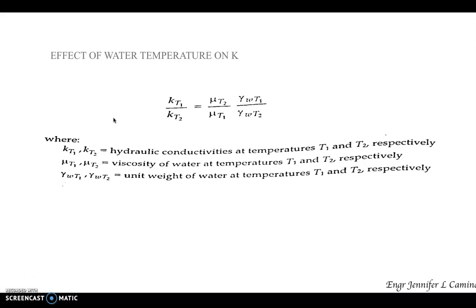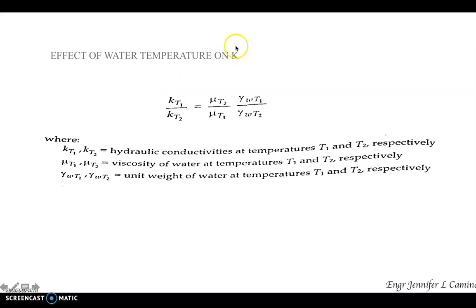So that is the main reason that seepage is more in summer than in winter. Meaning to say, the higher the temperature, the higher the permeability. The lower the temperature, the lower the permeability. So it explains why there is more seepage during summer compared to winter. That is basically the effect of water temperature on K.